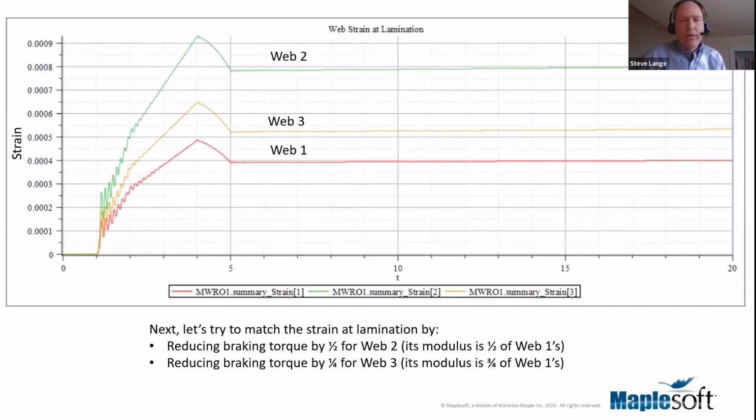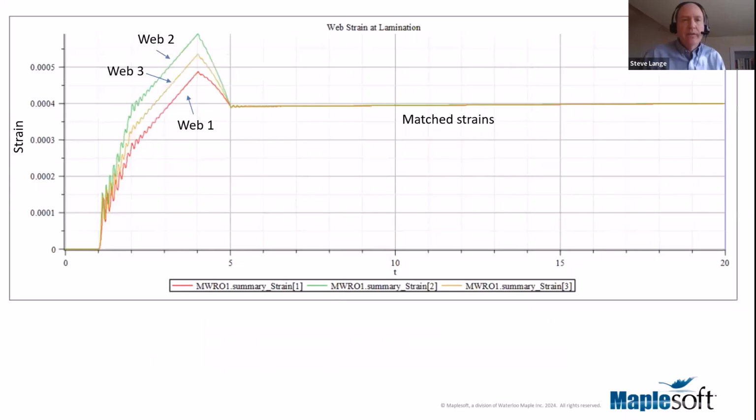So in order to account for all the different moduli of these webs, we can try reducing the braking torque by half for web 2. We could reduce it by 1/4 for web 3. And let's just see if the simulation gives us what we would expect, which is yes, because we've matched the strains now, because we've accounted for the different moduli that we have in the simulation, we are effectively at an equal strain at combining.